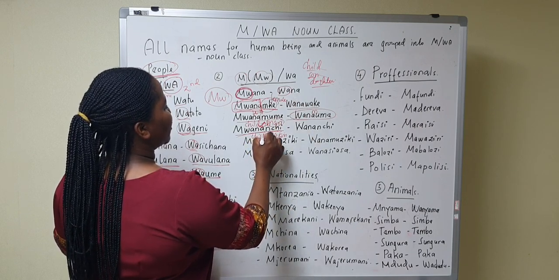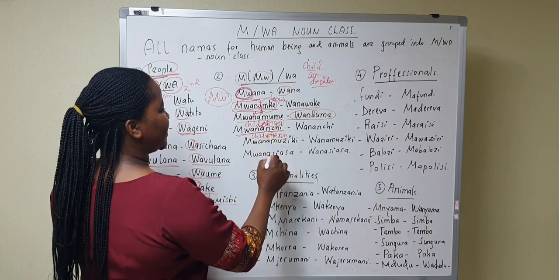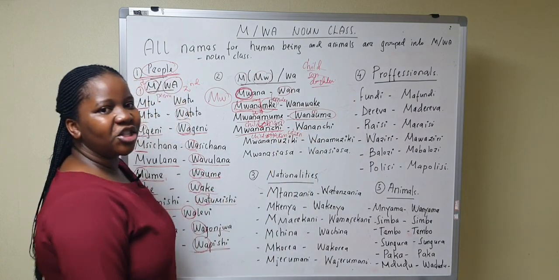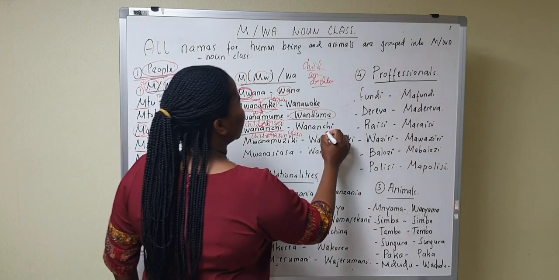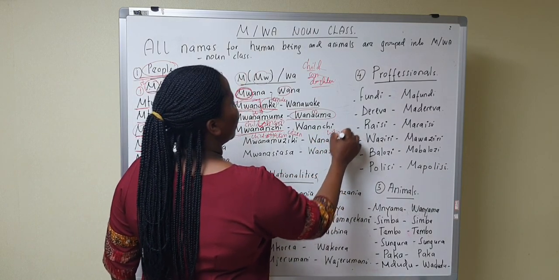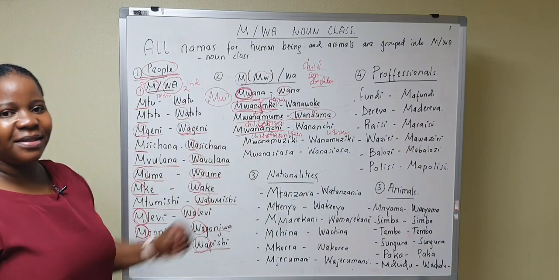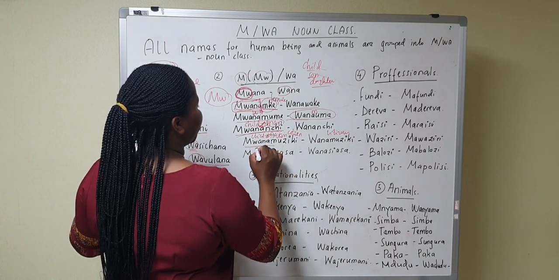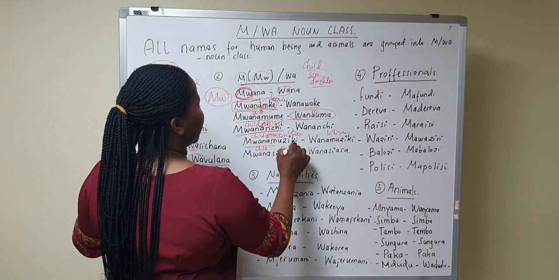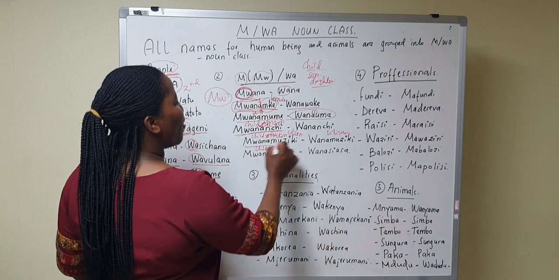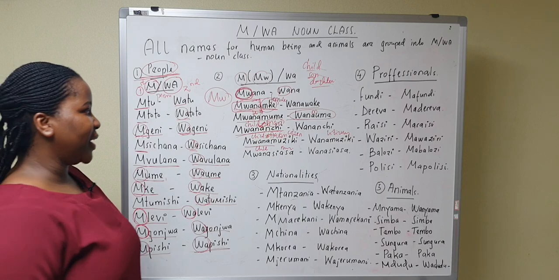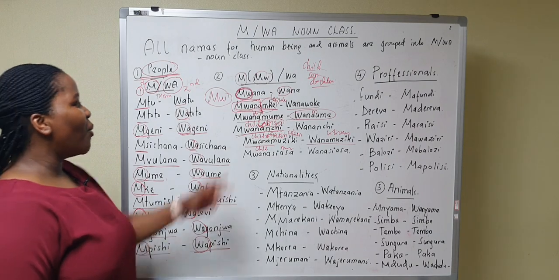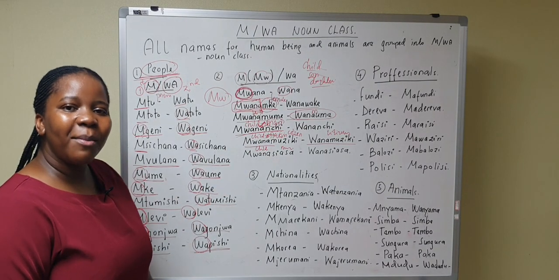Mwananchi, a child of a nation. So that means this is a citizen, okay? Mwananchi, a citizen. Wananchi, citizens. Mwanamuziki, a child of music, is a musician. Mwanamuziki, a musician. Wanamuziki, musicians, okay?